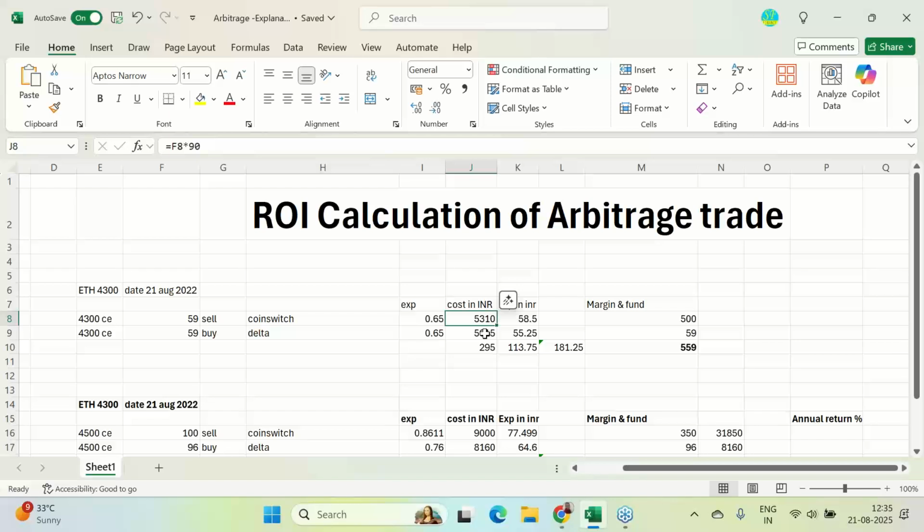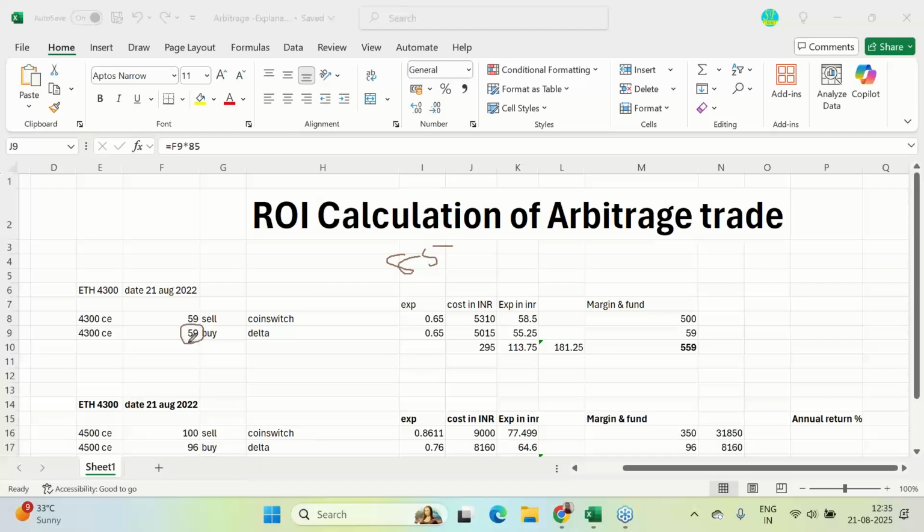Tether is 90 rupees and odd, so I am receiving 5,310 in terms of Tether. I am giving 5,015 on Delta. Delta has a fixed rate of 85, so 59 USD at the rate of 85 costs me 5,015. I am receiving 5,310. So this is my arbitrage gain in terms of currency. 113 is my expenses, so 181 is my fixed gain. This is sitting for me.